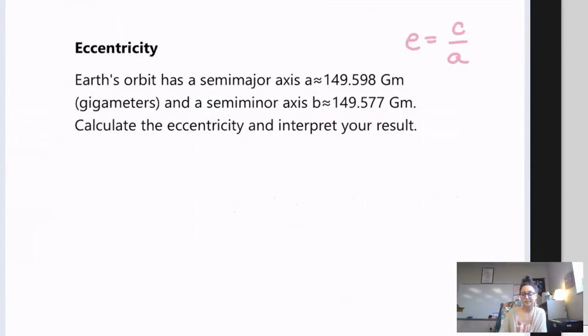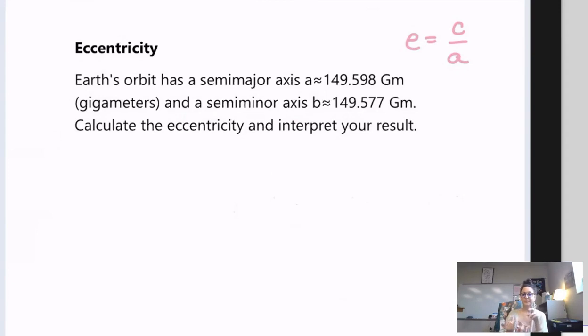Okay, so last time we talked a bit about eccentricity. I gave you the formula. I put it back up here, that e is c over a. And what eccentricity measures is like how off-center it is, okay? So the larger your e value is, the more kind of oval-like your ellipse is. The smaller it is, the more circle-like your ellipse is, okay? So the Earth's orbit has a semi-major axis of a, and a semi-minor axis of b. And we want to calculate the eccentricity of the Earth's orbit and then interpret our results, okay?